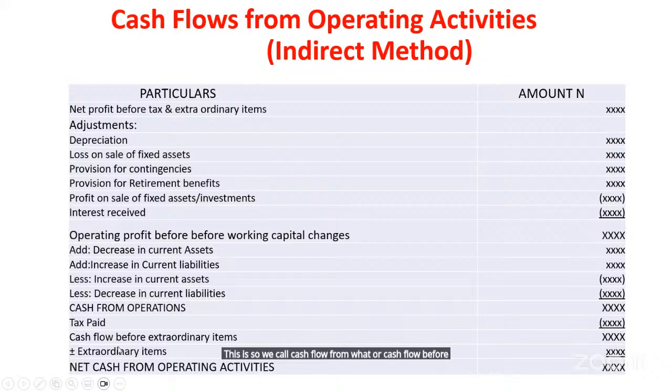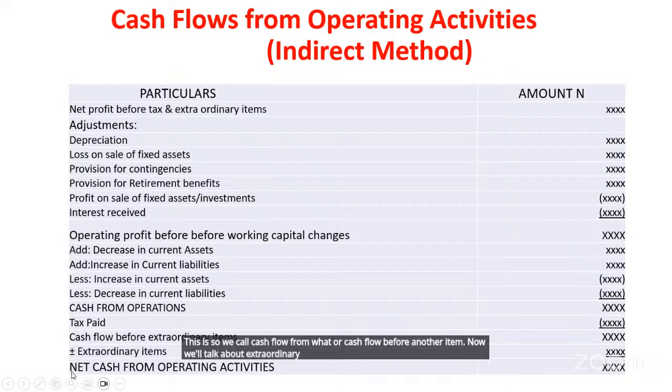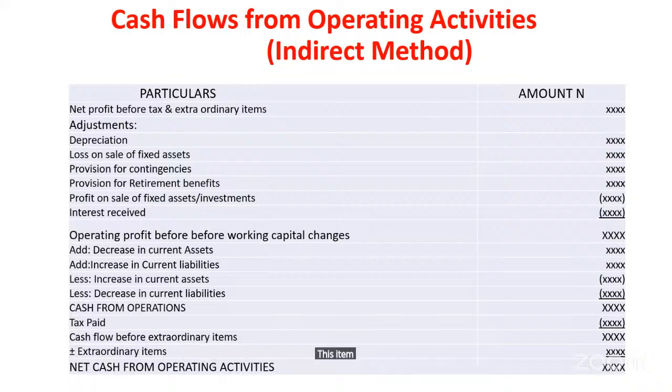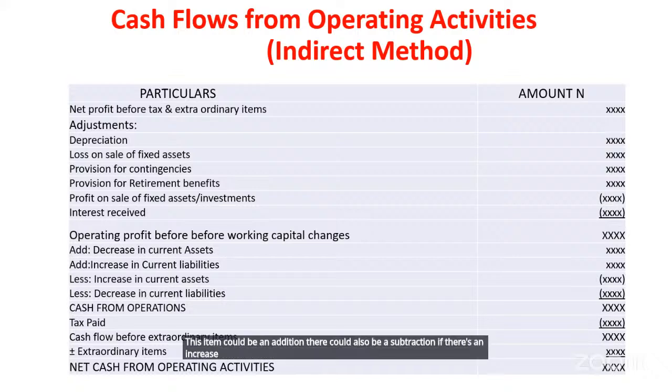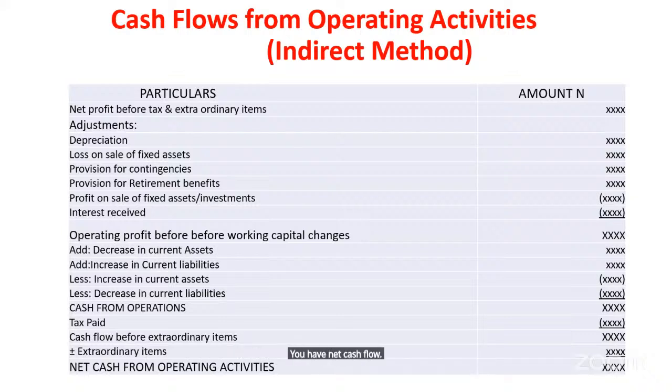Then we'll talk about extraordinary items. These items could be an addition. They could also be a subtraction. If there's an increase, you add it. If there's a decrease, you subtract it. Then, having done that adjustment, you have net cash from operating activities.